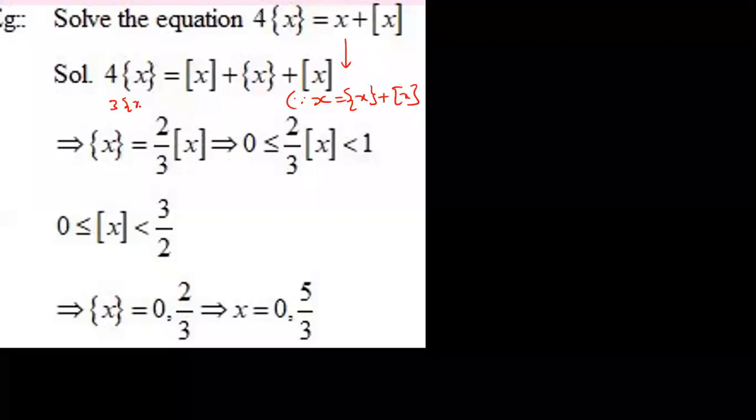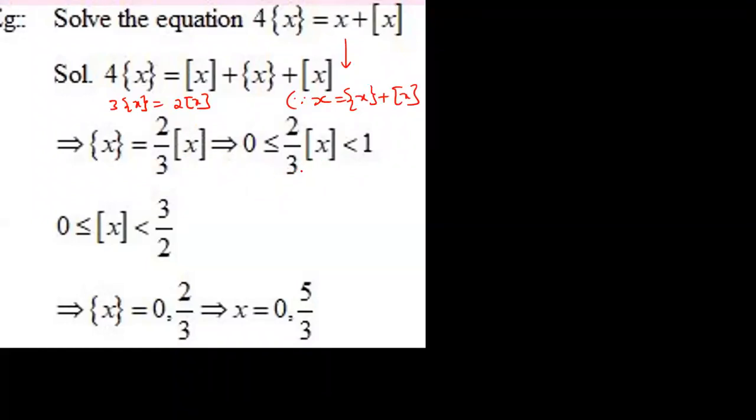See, this one was a previous question. Last time we discussed it, right: 4 times the integral part of x is equal to x plus the integral part of x, and 4 times the fractional part of x is equal to x plus the integral part of x. Since x is equal to this, how to write? So replace that in the place of x. Simplify, what result is coming? So 3 times the fractional part of x is equal to 2 times the integral part of x. We already discussed this question. So this is the result coming.